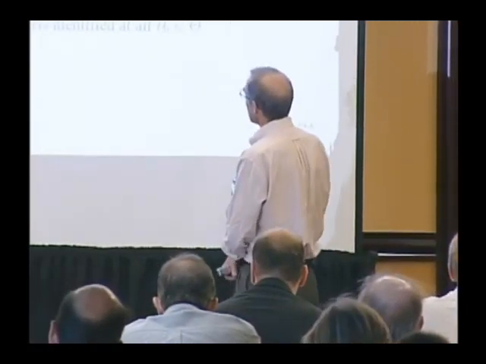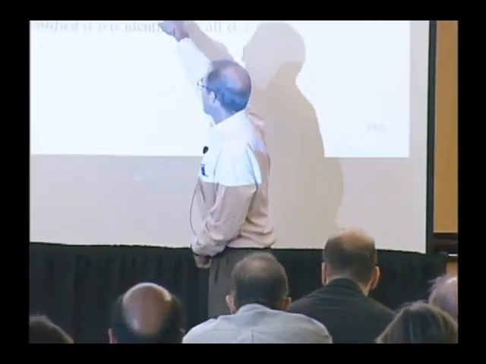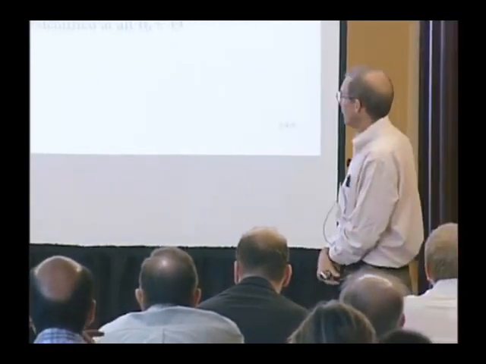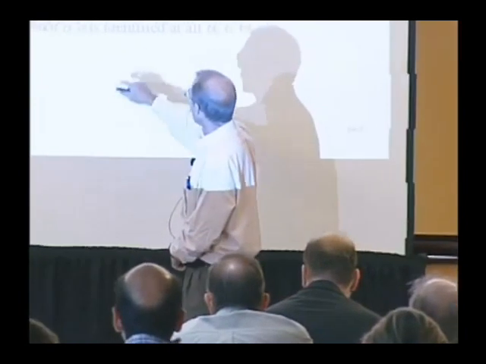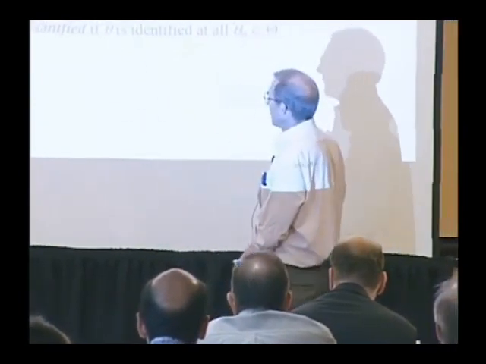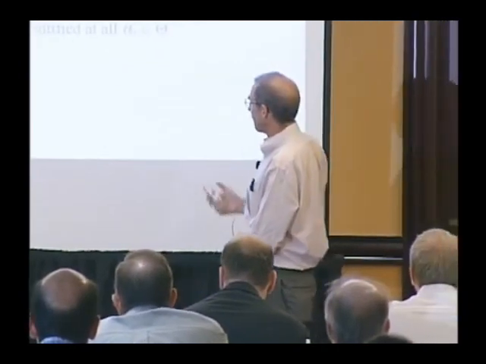Theta is locally identified, that is to say, it's identified at the point theta naught, if there's no other value of theta such that they're observationally equivalent. So that just says that at least there's one value of theta naught that's okay. And theta would then be said to be globally identified if it's identified for all values of theta naught.